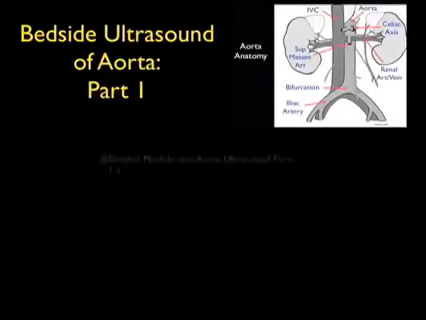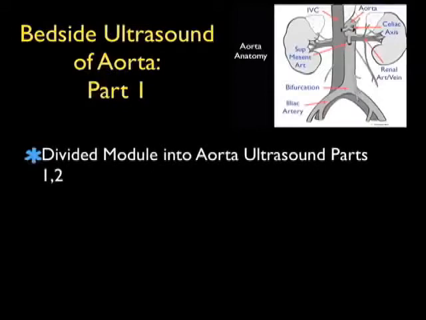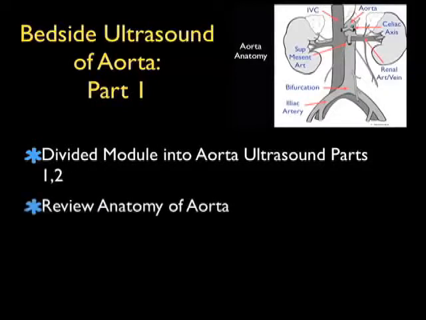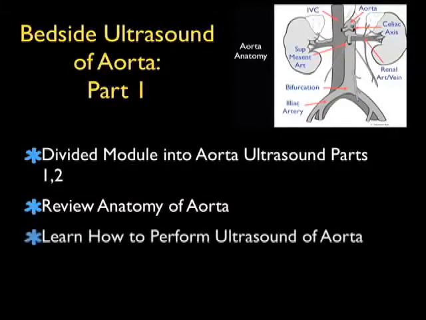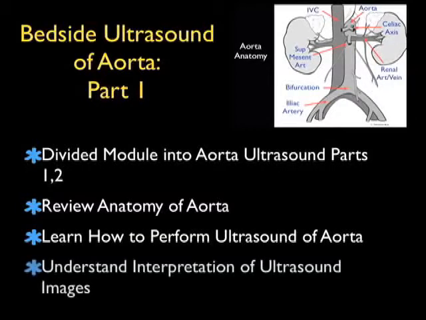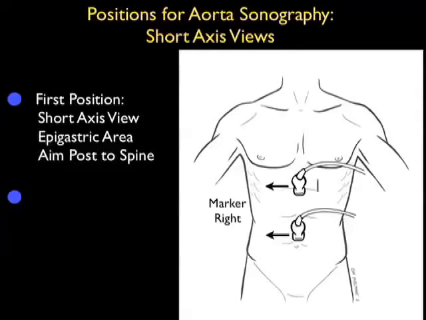As there's a lot of material to cover on the topic of bedside ultrasound of the aorta, I've divided this module into aorta ultrasound parts 1 and 2. In this module, Aorta Ultrasound Part 1, we're going to begin by reviewing the anatomy of the aorta. We'll then move on to learn how to perform the ultrasound examination of the abdominal aorta, all the way from the top at the subxiphoid process as the aorta exits the thoracic cavity to bifurcation at the level of the umbilicus. We'll then also learn how to interpret the ultrasound images that you will obtain using bedside sonography.